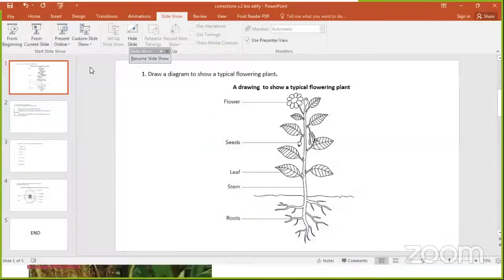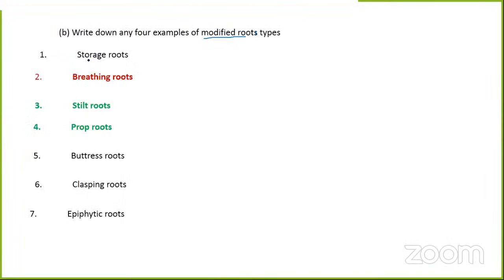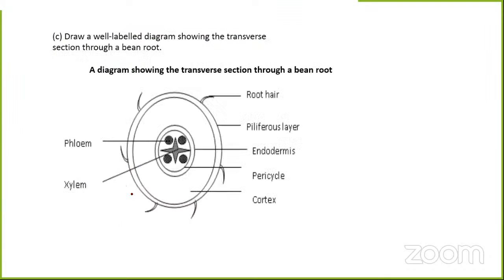Corrections here. So let me play from the current. So we had looked at what you are supposed to do here; these are the answers of modified root types. Then we can go to: draw a well-labeled diagram showing the transverse section through a bean root.